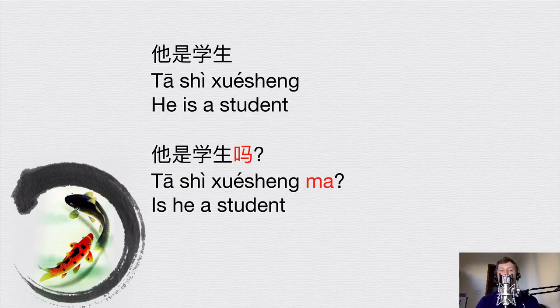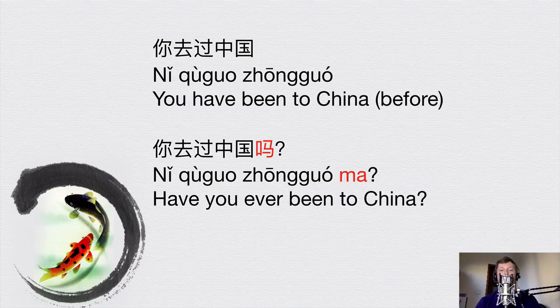Let's have a look at another example. 他是学生. He is a student. 他, he. 是, is or are. 学生 means student, or some people say 学生. So to make this into a question, we simply add ma to the end of the sentence. 他是学生吗? Is he a student? Okay, so this seems pretty simple, and it's probably the simplest way to make a question in Chinese.